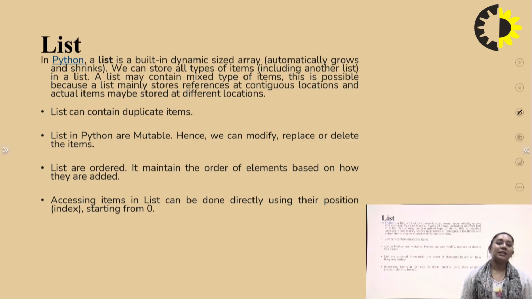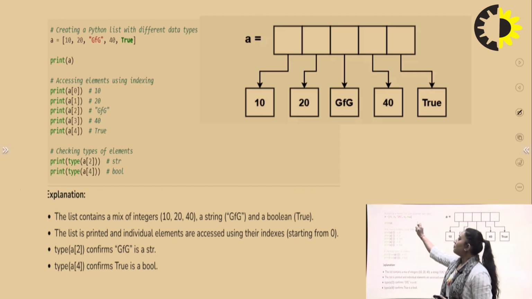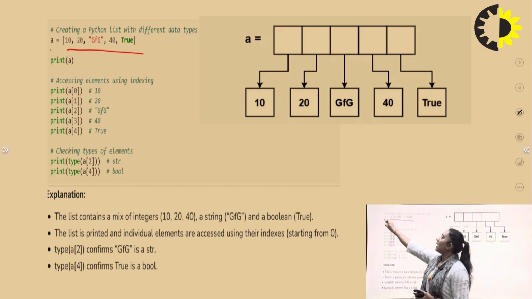So list can contain duplicate items. It is also mutable, and it can be modified, and it can also be replaced and a particular item can be deleted. List is ordered, and it maintains the order of elements based on how they were added. It can access items in the list directly by using the position, by using the index value which starts from 0, right? As you can see in the program, the list is stored in a variable.